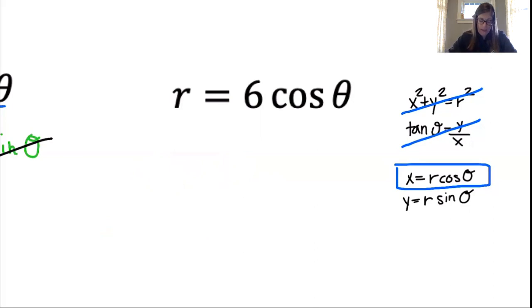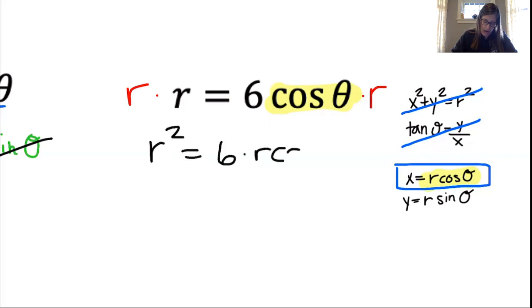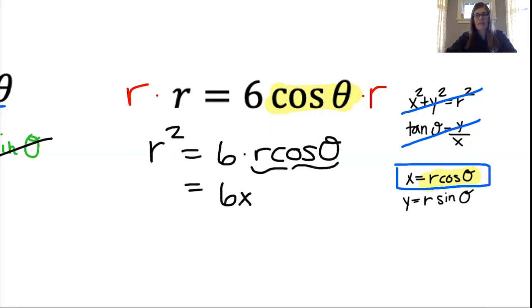I want it to look like r cosine theta, because if I have r cosine theta, then I can change that to an x. So on this side, I only have cosine theta. It needs an r, so I'm going to multiply it by r. And if I do that on the right side, then I have to do that on the left side. So now I come up with r squared equals 6 times r times cosine theta, which is what I wanted, so that I could write that as 6x.